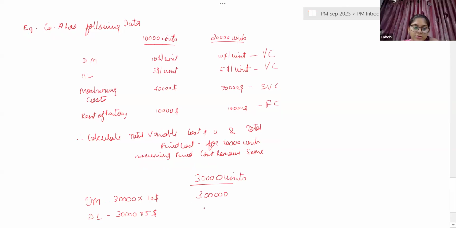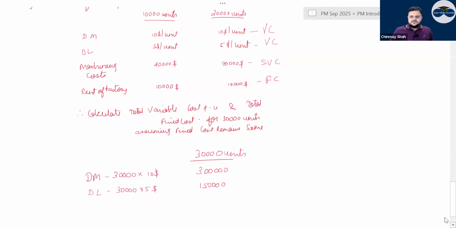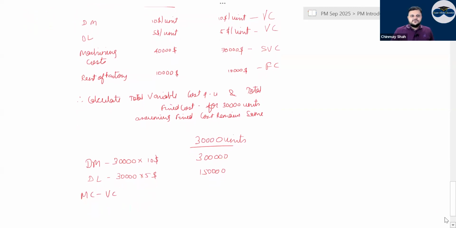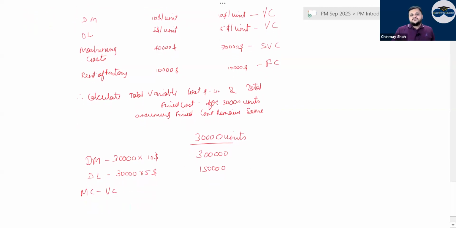Direct labor 150,000. हाँ, but when it comes to machining cost, right? Machining cost में you have what? Machining cost, variable cost. How will you find that? बोलो बोलो. Difference between what? Tell me the machining cost, right? और semi variable cost, correct? कितना? 70 minus 40 divided by what? Tell me. 20,000 minus 10,000. बराबर है क्या? बोलो. How much is that per unit? It is coming.